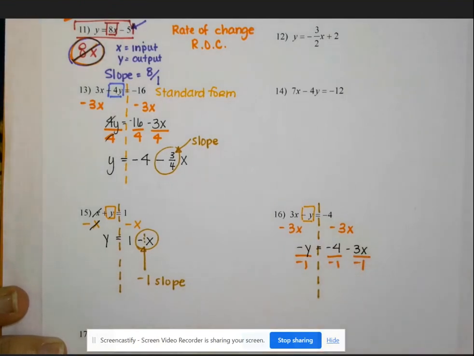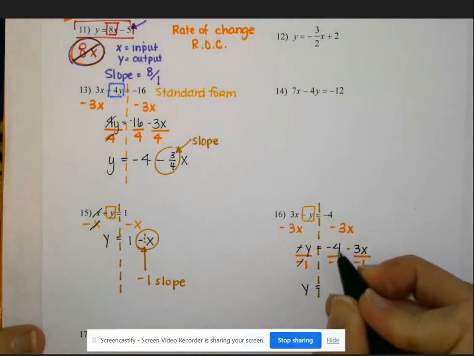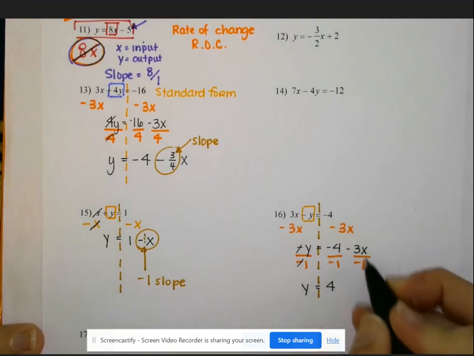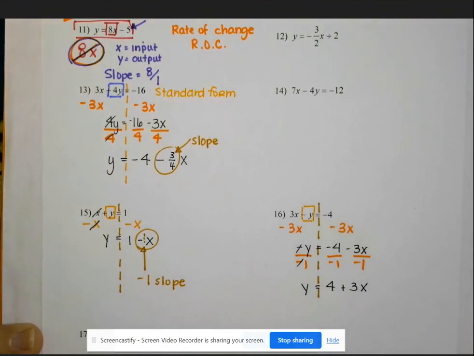Back to that slowing down and making sure you stay neat. We want to make sure that we don't lose that negative that's attached to that y. He matters. Now y is by itself. A negative and a negative give us a positive. Good job, Jarrett. Good job. So our slope is positive 3. Or rate of change. Throw in some other words. Rate of change. One more call out.